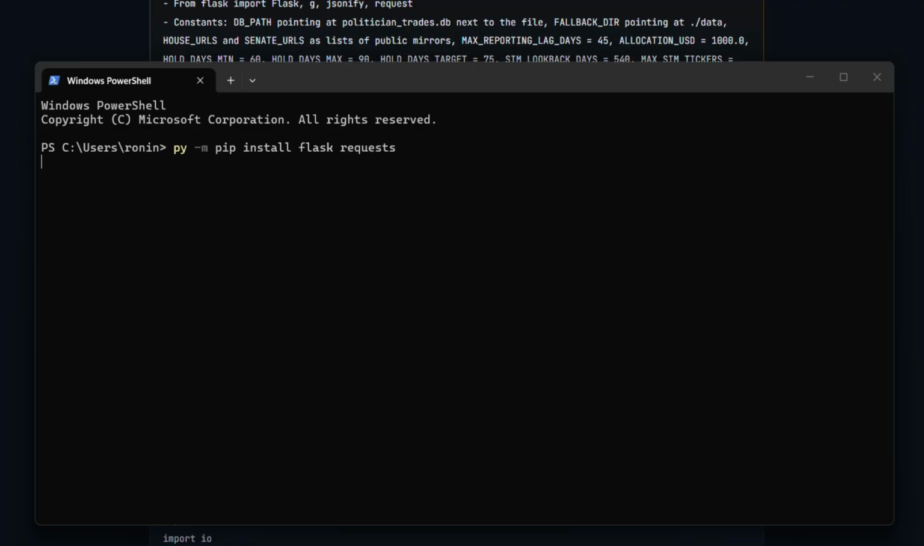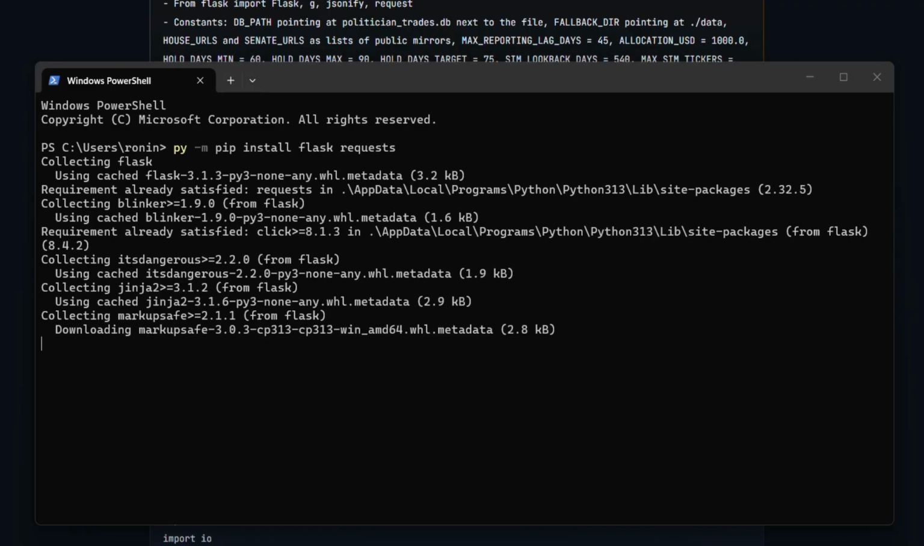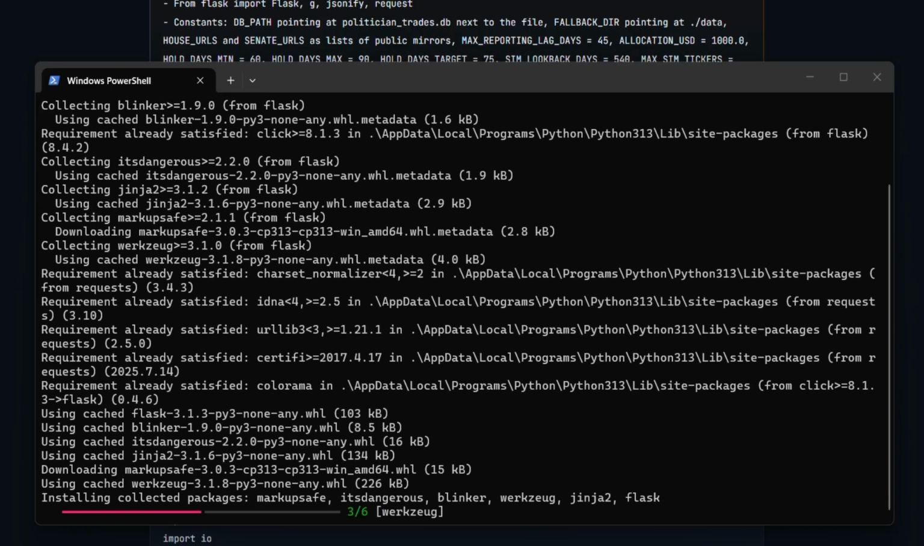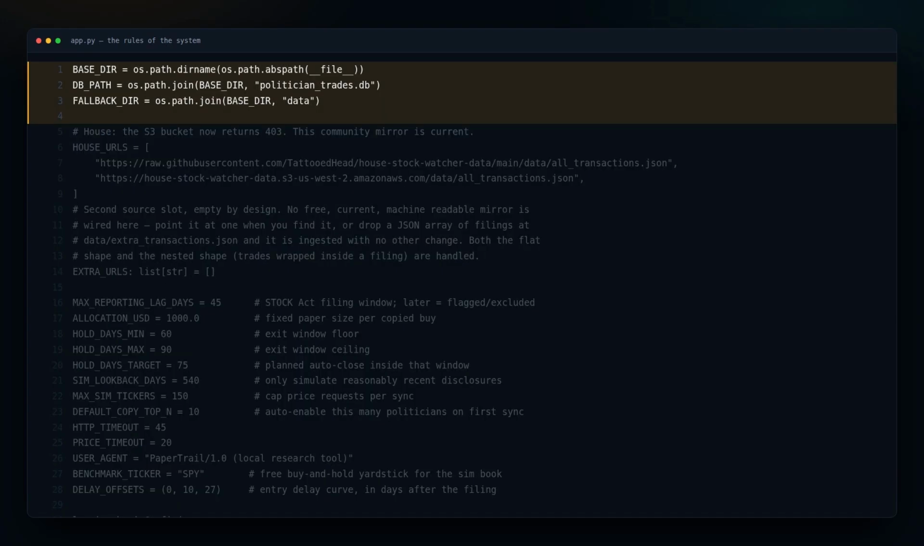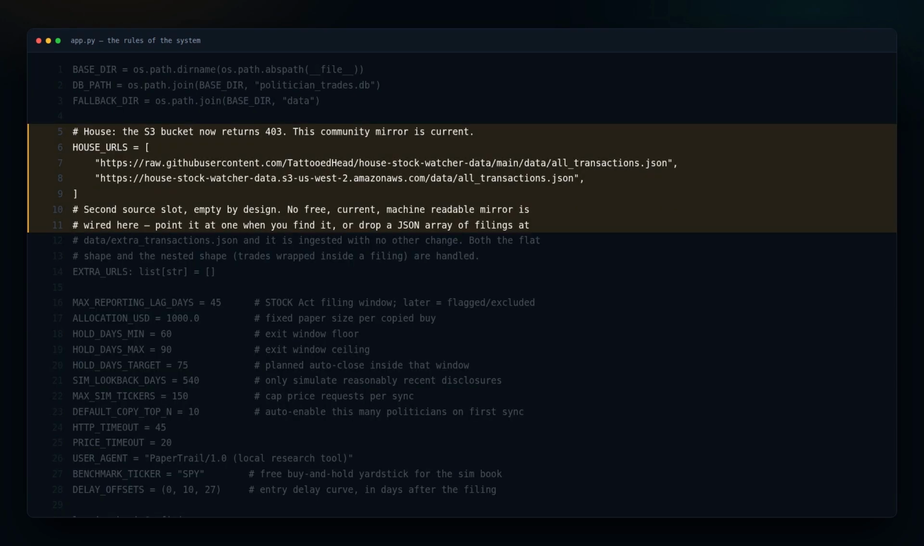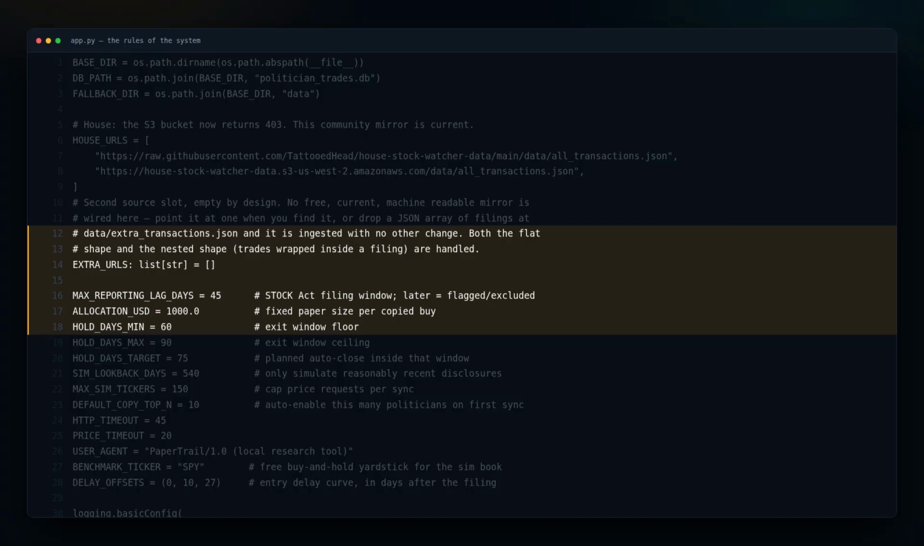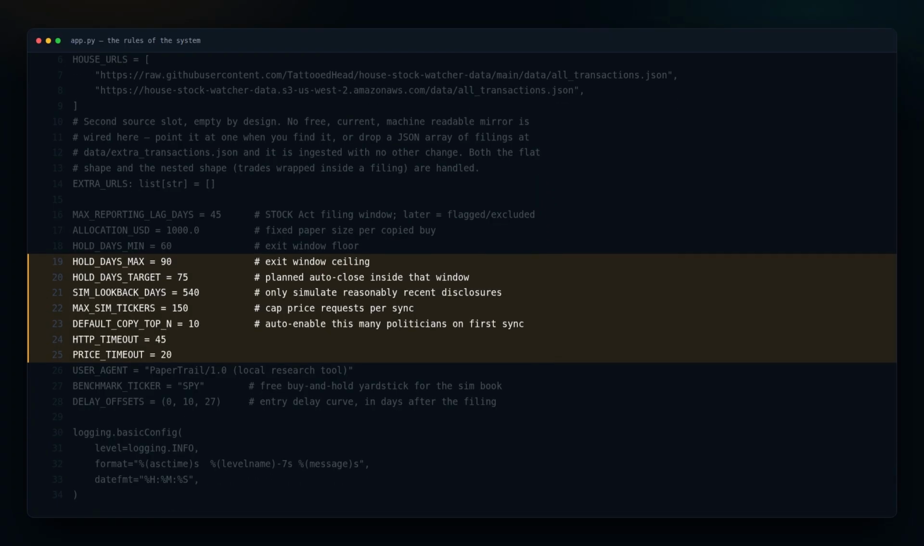At the top of the file, we set the rules of the system as constants, so every one of them is visible and arguable. The maximum acceptable reporting lag, the fixed dollar size per simulated trade, the exit window, and how far back in time the simulation is allowed to reach. When someone asks how the number was produced, you point at those 4 lines.